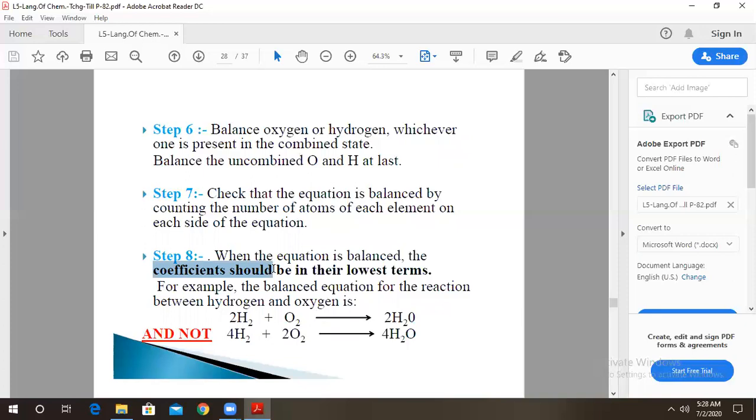As I said, I'll give you the example. Suppose balancing: 2H2 plus O2 gives 2H2O. This is one way. Or you can also write 4H2 plus 2O2 as 4H2O. But see here, the coefficients are not at their smallest numbers. So divide them. After balancing, it will be this one: 2H2 plus O2 gives 2H2O. So it must be to their lowest terms. This will be the lowest term, the first equation. Very good, dear friends.